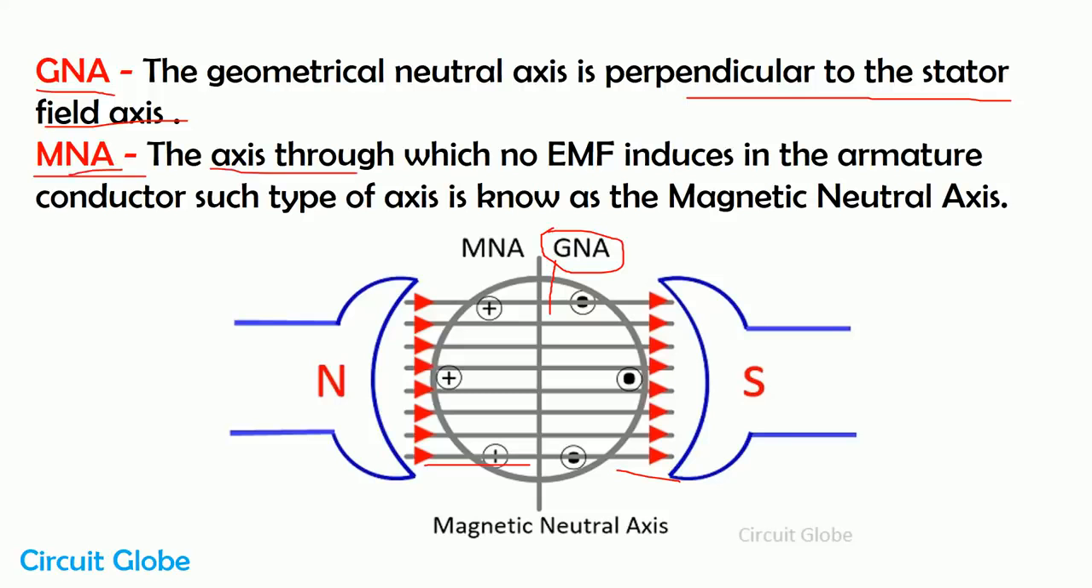Now, what is the magnetic neutral axis? The axis where no EMF is induced in the armature conductor is known as the magnetic neutral axis. And as no EMF is induced on that line, we place our brushes and commutator on that axis. Here you can see this is the magnetic neutral axis of the DC machine. We place our brush and commutator on that axis only because there is no EMF on that axis, so the brushes are safe and do not get damaged. So this is the magnetic neutral axis and this is the geometrical neutral axis of the DC machine.